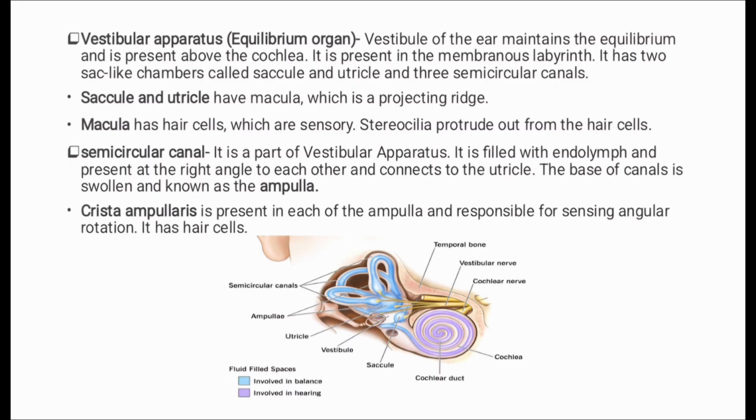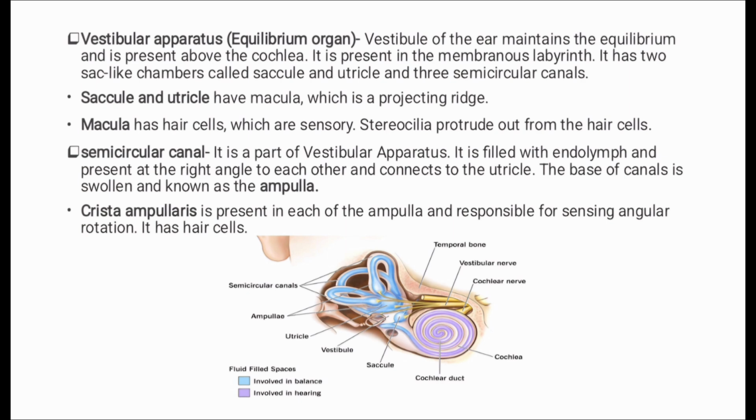The next part of the inner ear is the vestibular apparatus. This vestibular apparatus is known as the equilibrium organ because it maintains the equilibrium of our human body. The vestibule of the ear maintains the equilibrium and is present above the cochlea. It is present in the membranous labyrinth. It has two sac-like chambers called saccule and utricle and three semicircular canals.